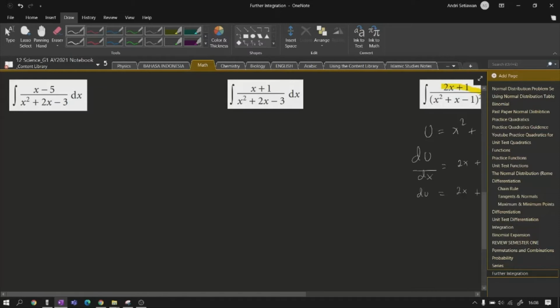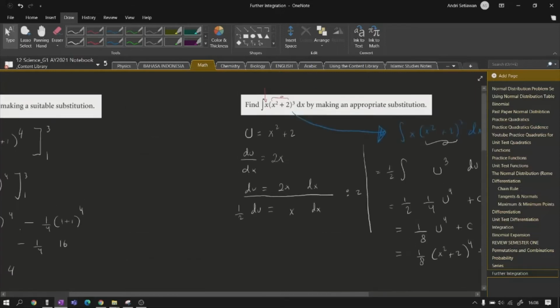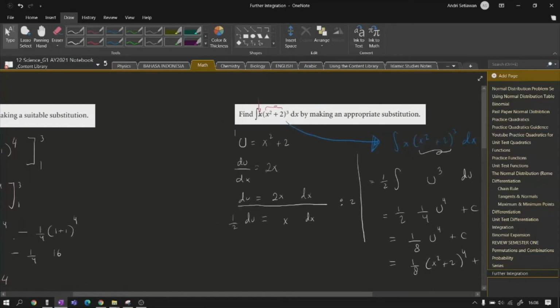As you can see, there is no bracket, but commonly the bracket means the more complex form, the biggest power. This is x squared plus x minus 1, so this is the u. Yeah, u equals x squared plus x minus 1. And for the previous example, this is x and this is x squared. So we determine that x squared plus 2 is equal to u.